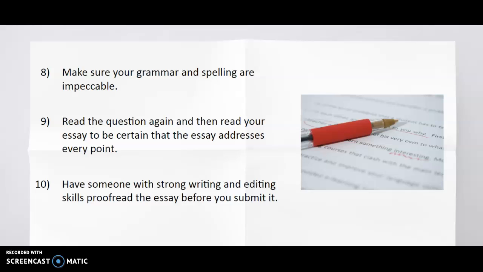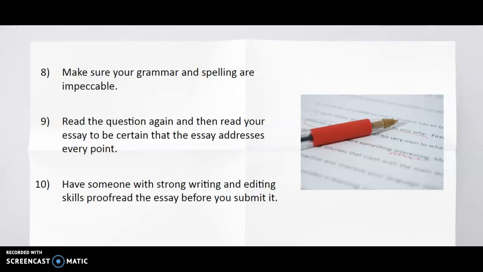Number 8, make sure your grammar and spelling are impeccable. Part of the writing process, no matter if it's an essay or any other written piece, you have to edit. Have someone else edit for you. Have a couple people edit for you. And the reason I say that is after you read through your essay a few times, you're going to miss things and it's going to sound very natural to you. Have someone else look it over, especially if editing is not a strong suit of yours.